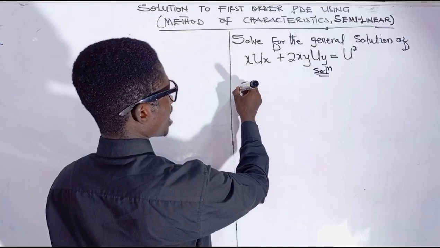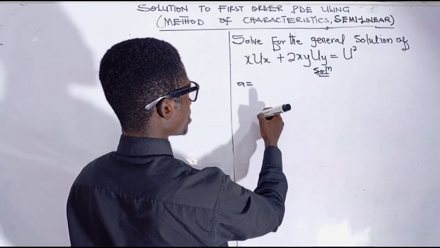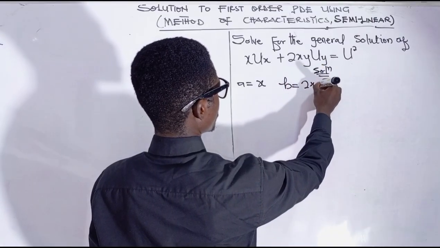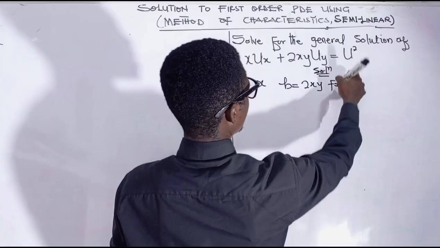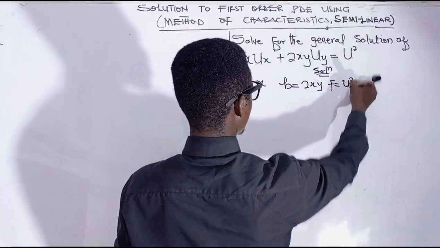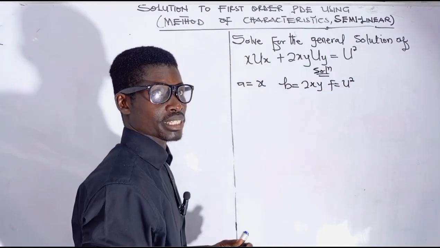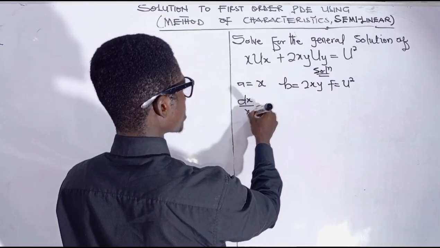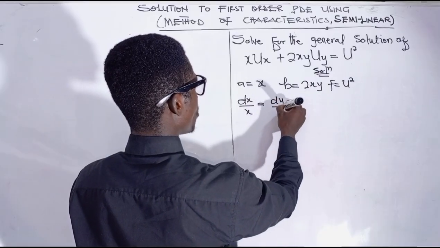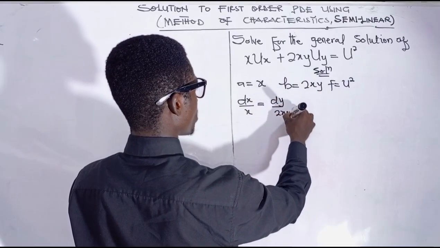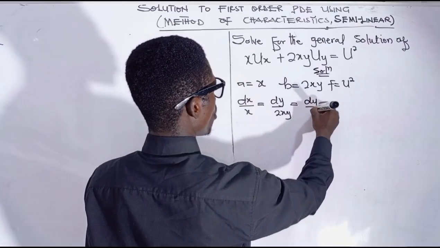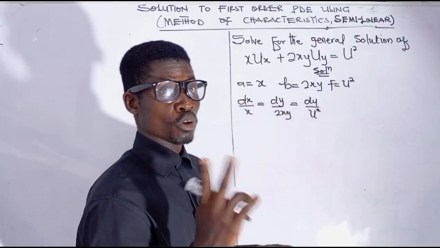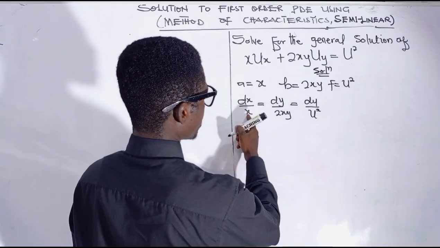First we have to identify our a from the equation. Our a is the coefficient of ux, and our b is the coefficient of uy. So we have 2xy, and our f is the function on the right-hand side, that is u squared. After having this, we write our characteristic equation. So we have dx over a, our a is x, equal to dy over b, b is 2xy, equal to du over f, our f is u squared. Since our f is not equal to 0, we are going to form two equations. First we are going to start with dx and dy.